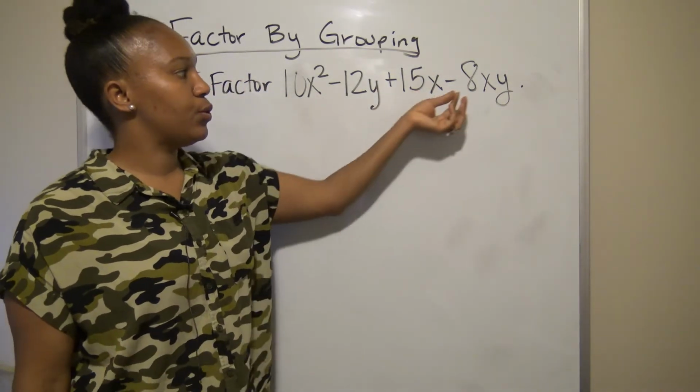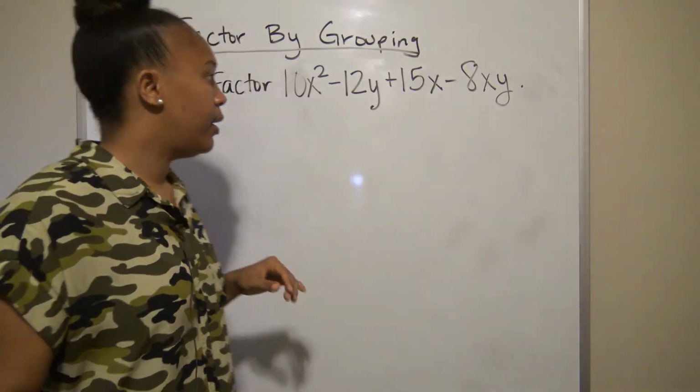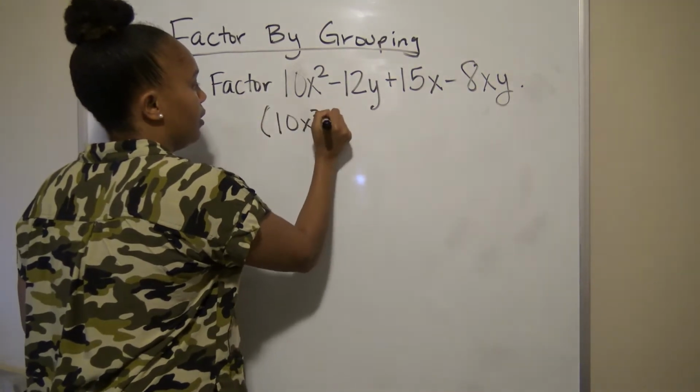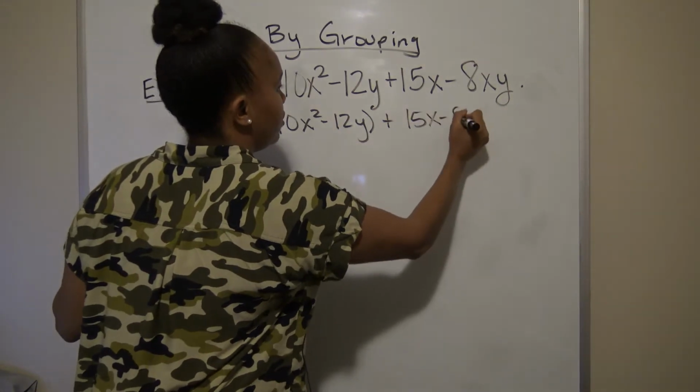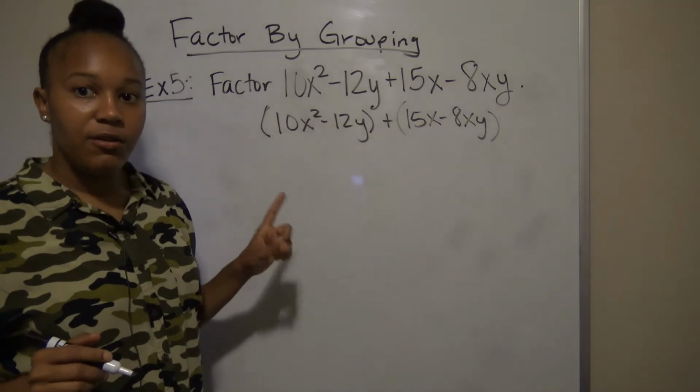There's 1, 2, 3, 4 terms. So whenever there's 4 terms, you want to try factor by grouping. So we'll start factor by grouping the first 2 terms together, and then grouping the last 2 terms together. Then you want to factor out the GCF in each set of terms.